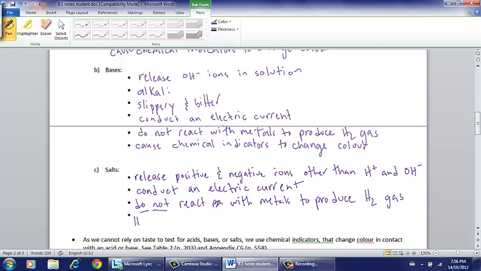And they have no effect on chemical indicators. So if you are using any chemical indicator, you will not be able to determine it, because it will just not have a change when you put it in a salt. So they have no effect on chemical indicators.